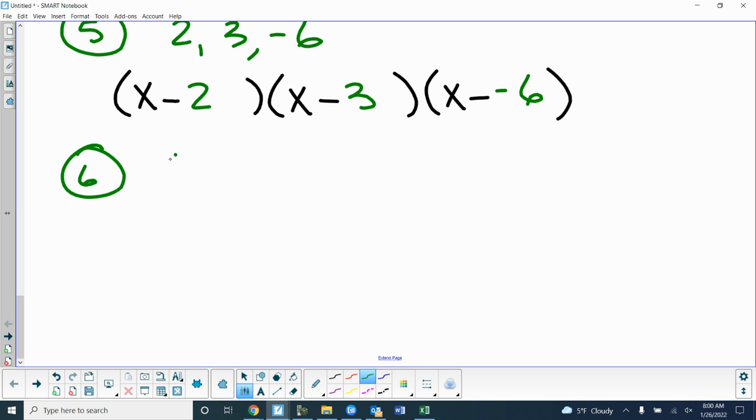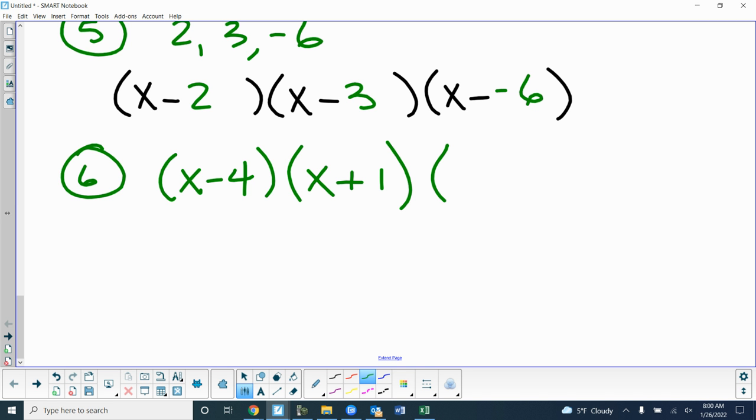All right? So number 6, it's x minus 4, and x minus a negative 1, which is plus 1. And then what do we do with the fractions? Denominator goes where? It's 1/3. Okay? So what do we do with the denominator?